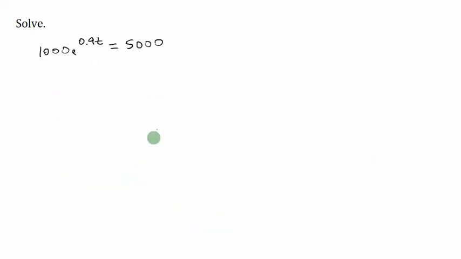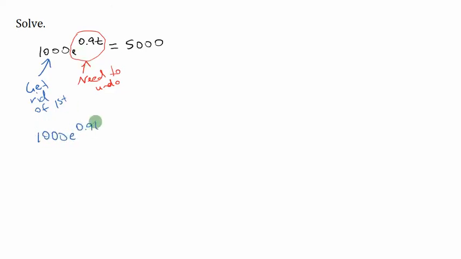Now in this example, I need to undo this guy. Need to undo that, right? To get t by itself. So if I want to undo this, this 1000 is in my way. I need to get rid of my 1000 first. And since 1000 is multiplied by this thing that's circled in red, I need to divide both sides by 1000 to get the red thing by itself. So I've got 1000 e to the 0.9t equals 5000, and I'll divide both sides by 1000.